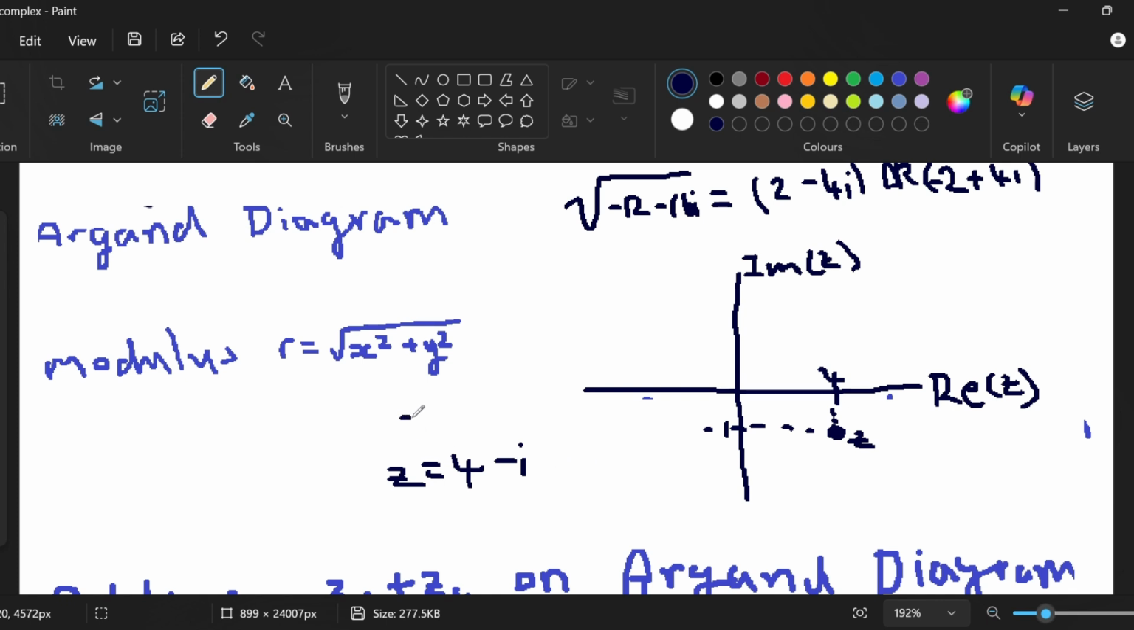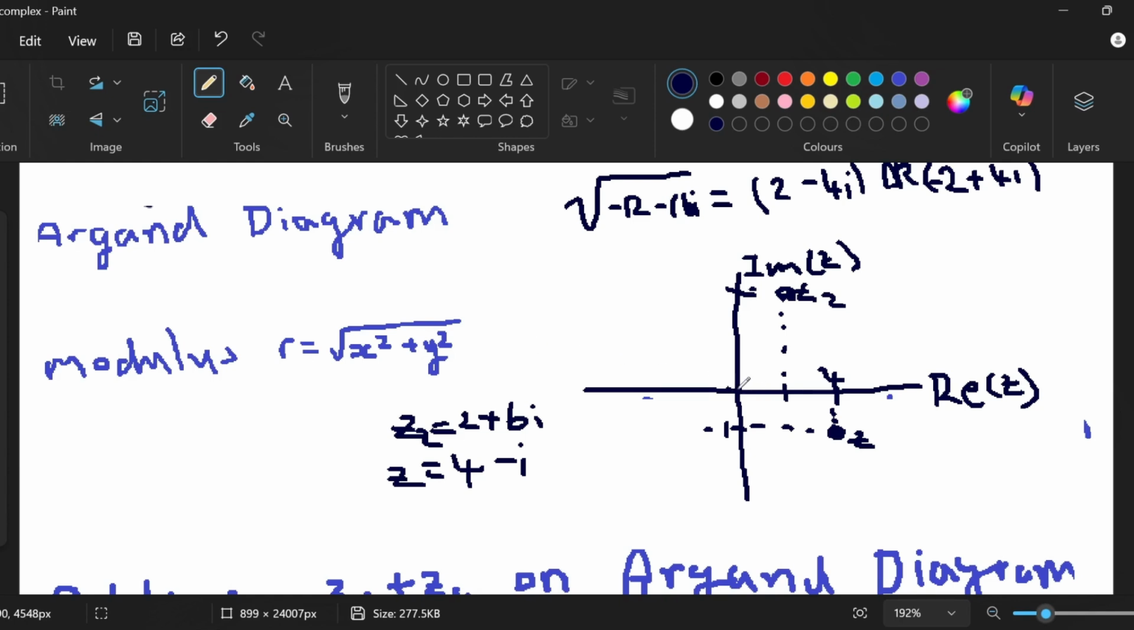Let's do another one. So say I have z is equal to 2 plus 6i. Then I'm going to go to 2 on my real axis and 6 on my imaginary axis, because I plot my imaginary parts here on the y-axis and my real parts on the x-axis. And then I would go up and plot z2, let's call it, right here.